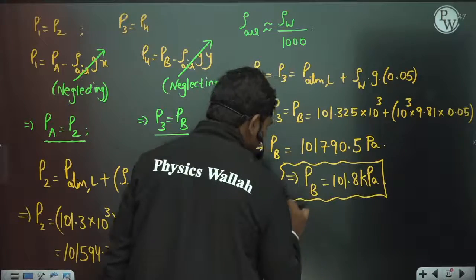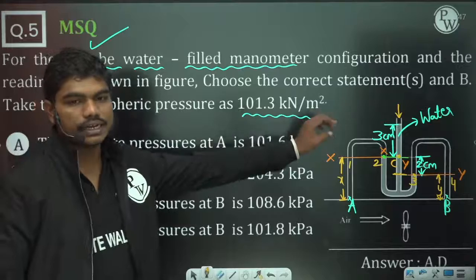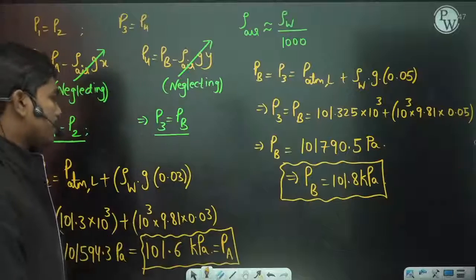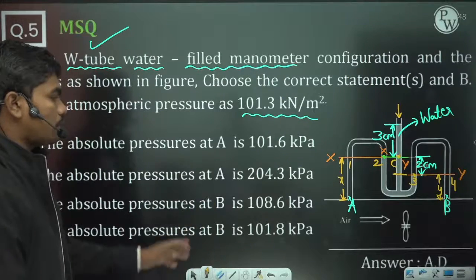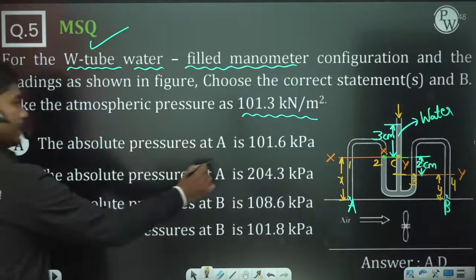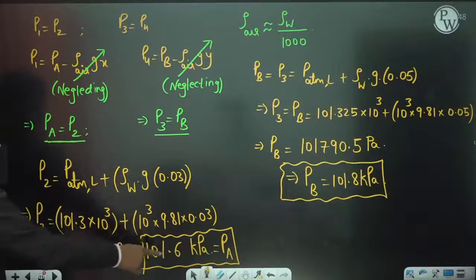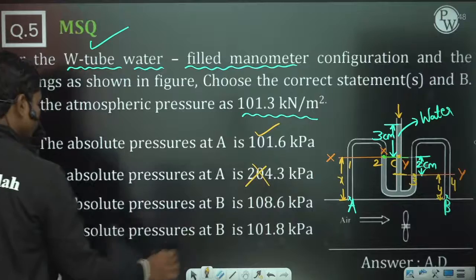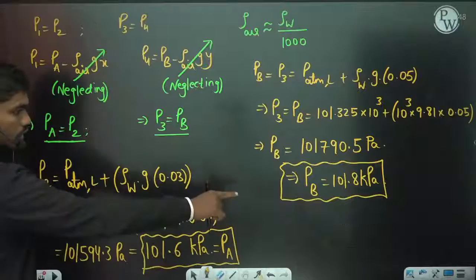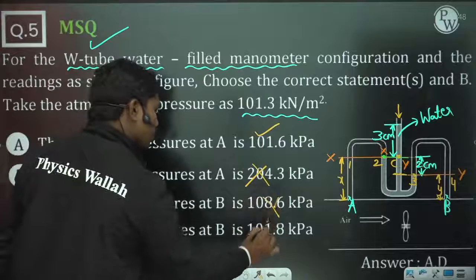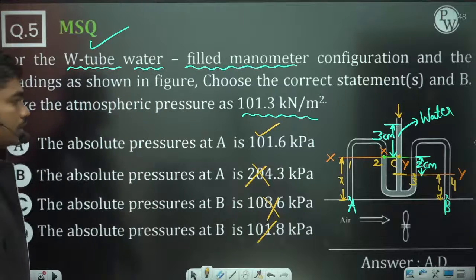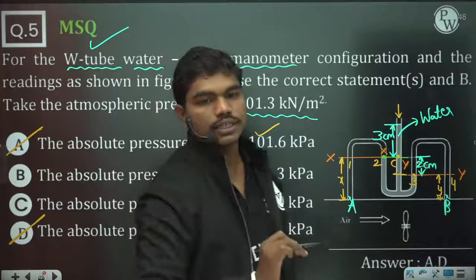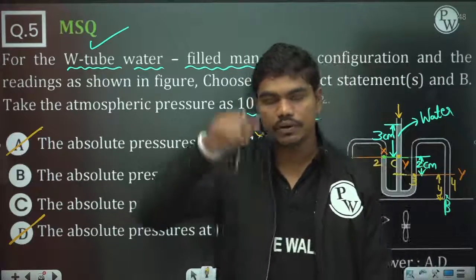So in this W manometer we have 101.8 kilopascals here, and here we have 101.6 kilopascals. So absolute pressure at A is 101.6. This is correct, we have got PA equal to 101.6. Next, pressure at A is 204? No, this statement is wrong. Absolute pressure at B is 108.6? How much did we get? 101.8. So this statement is also wrong. 101.8, yes, this is correct. So statement A is correct, and at the same time D is also correct. That's how A and D are correct statements for this W tube manometer.